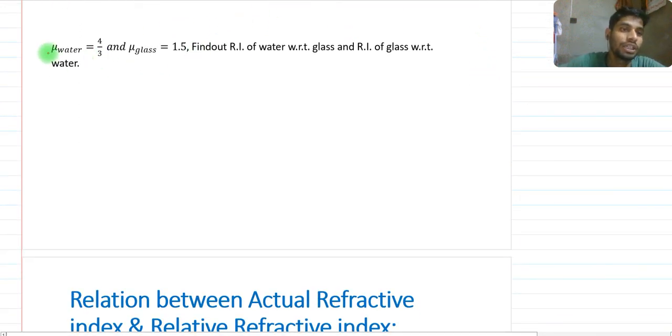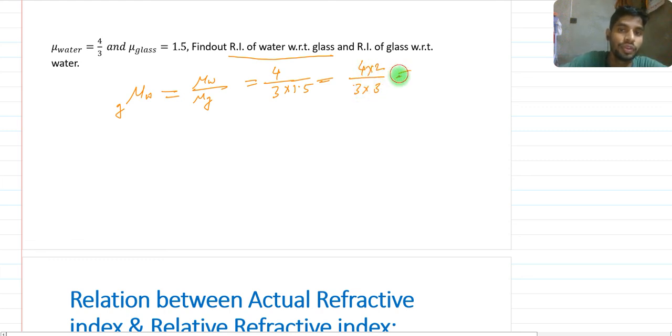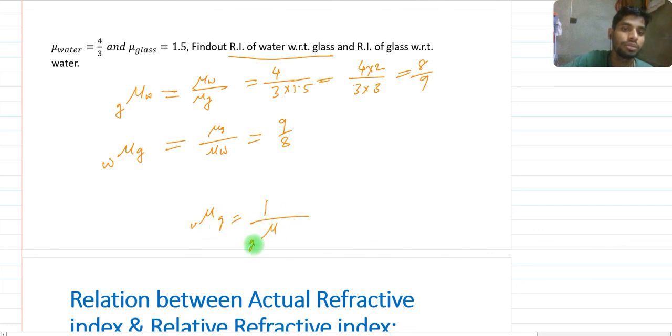Another problem: the refractive index of water is given as 4 by 3, and the refractive index of glass is given as 1.5. Find the refractive index of water with respect to glass. Gμw means μw by μg. μw is given as 4 by 3 and μg is 1.5, which is 3 by 2, so 4 by 3 divided by 3 by 2 is 8 by 9. If you want the refractive index of glass with respect to water, it will be μg by μw, and this will be 9 by 8. Inverse: I have told you that wμg equals 1 by gμw.